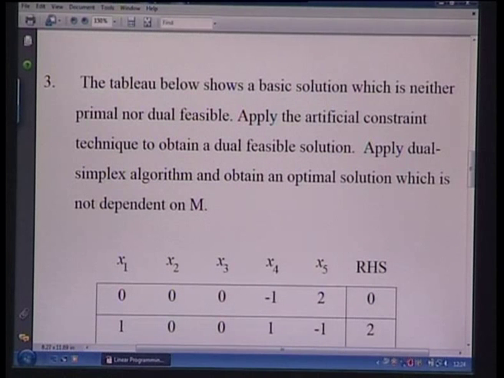Okay. Now, let us go to problem 3. Problem 3, I am saying that the tableau below shows a basic solution which is neither primal nor dual feasible again, and you are applying the artificial constraint technique to obtain a dual feasible solution. Apply the dual simplex algorithm and obtain an optimal solution which is not dependent on M. So, I am trying to acquaint you with the different situations that are possible.